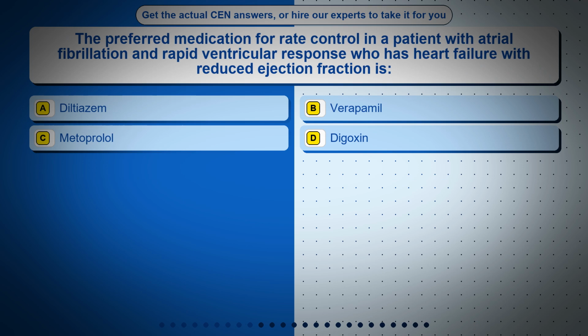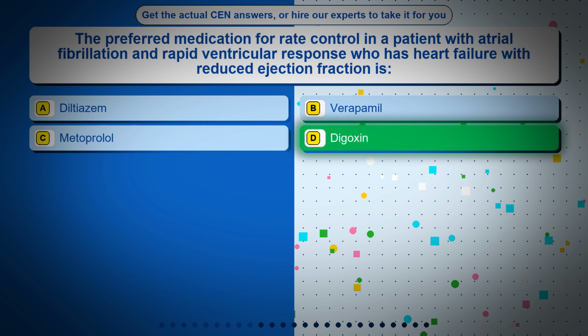Question 9. The preferred medication for rate control in a patient with atrial fibrillation and rapid ventricular response who has heart failure with reduced ejection fraction is Option A, diltiazem, Option B, verapamil, Option C, metoprolol, Option D, digoxin. The correct answer is Option D, digoxin.